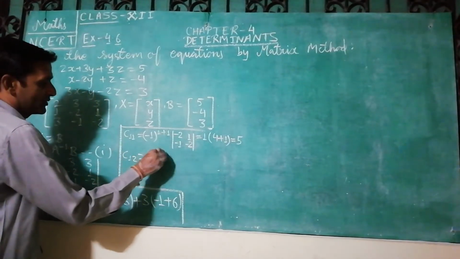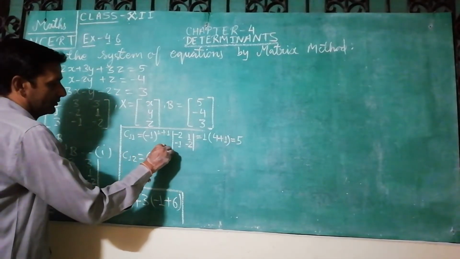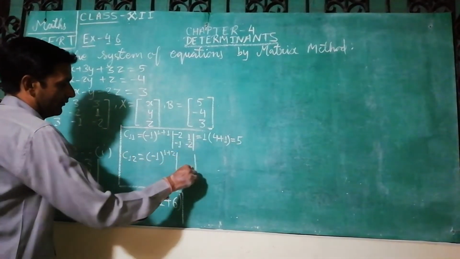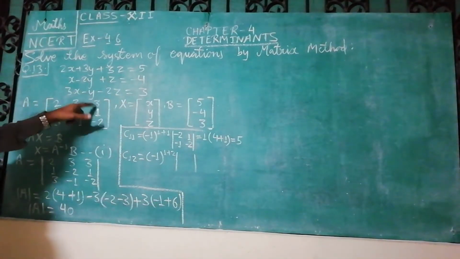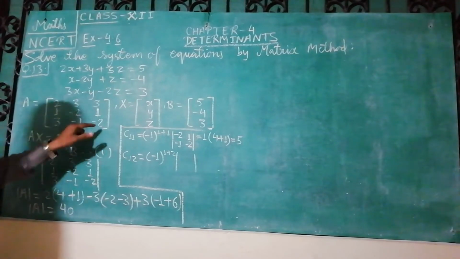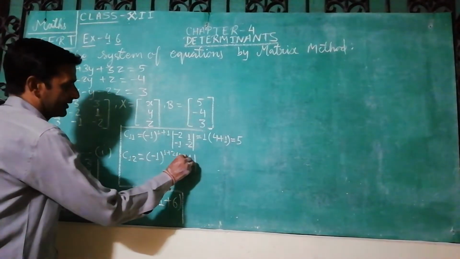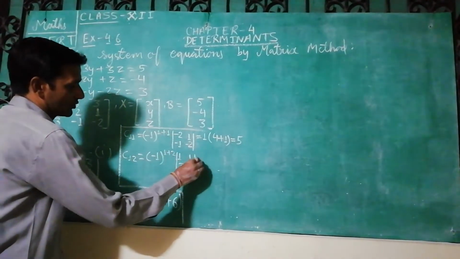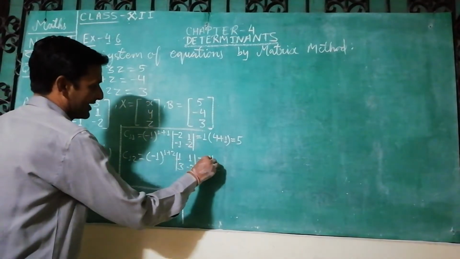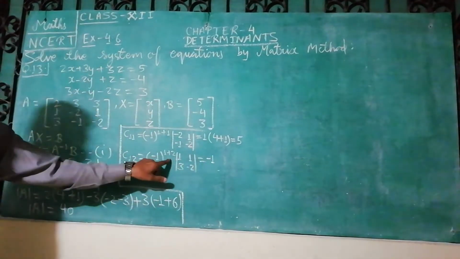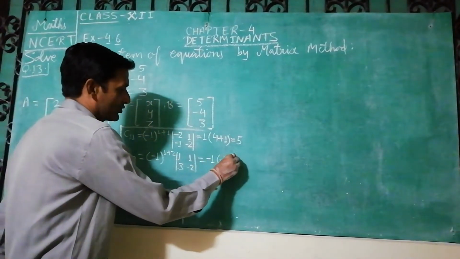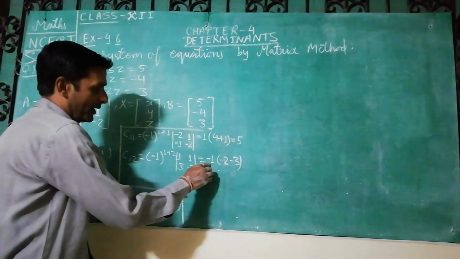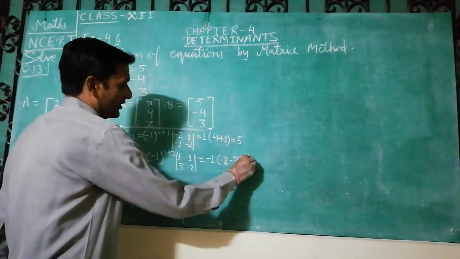C12 is equal to minus 1 raised to the power 1 plus 2. 1 plus 2 means first row, second column will be eliminated. So it will be 1 1 and 3 minus 2. So what will we get? Here it is minus 1, of course, because minus 1 raised to an odd power. 1 into minus 2 is minus 2, minus 2 minus 3, that is minus 5, and minus minus is plus. So it will be positive 5.